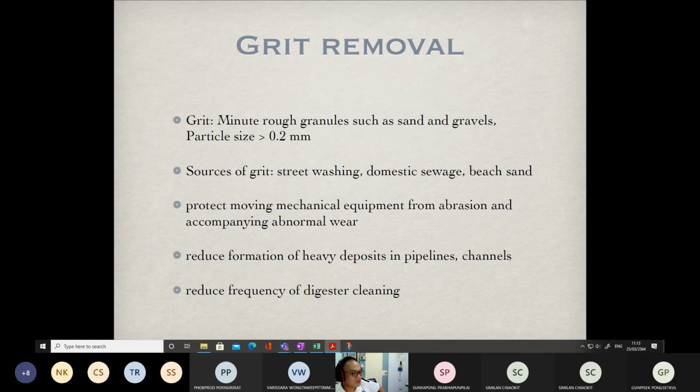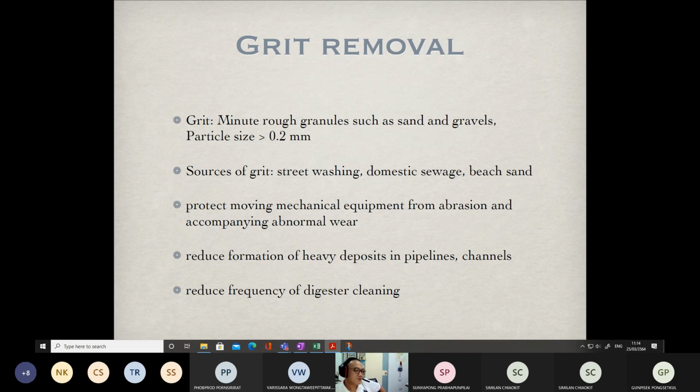So when it gets into the water treatment system, it will just deposit or settle to the bottoms of the chambers anyway. So we need to remove them first to avoid them creating some problems in the next unit operation. So that is why we have to remove it.